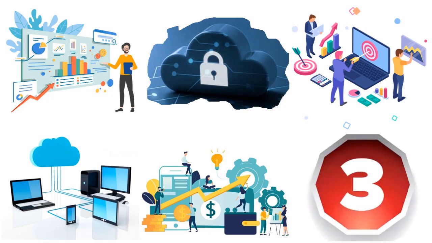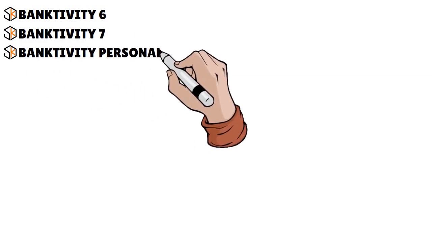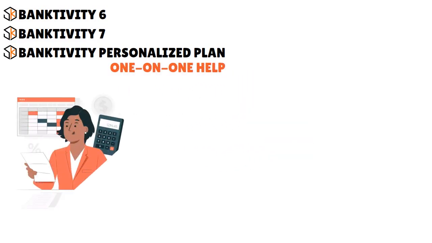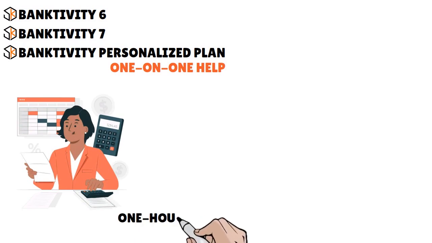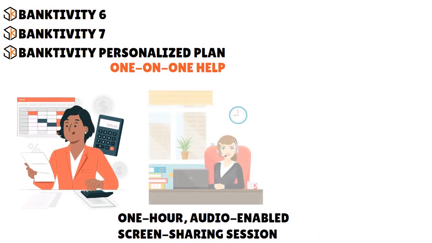One thing I want to say also is that the app comes in 3 different versions. You have Banktivity 6, Banktivity 7, and you also have Banktivity Personalized Plan. The last version provides one-on-one help in personalizing the app for your finances. You can schedule a 1-hour audio-enabled screen sharing session with a Banktivity expert. So that's pretty good.